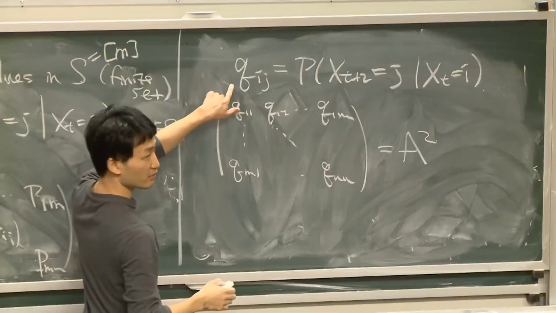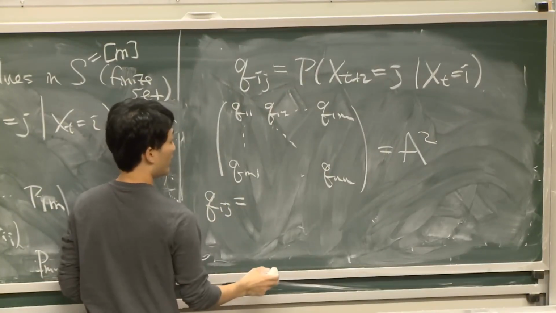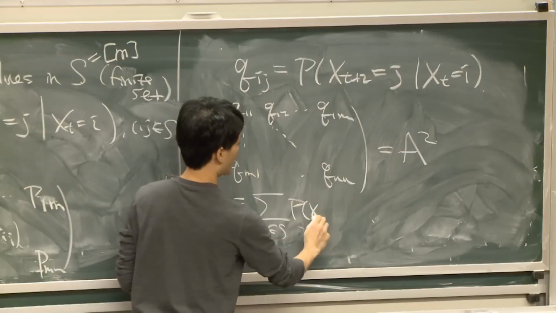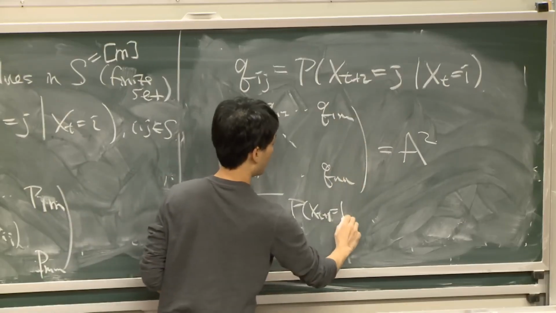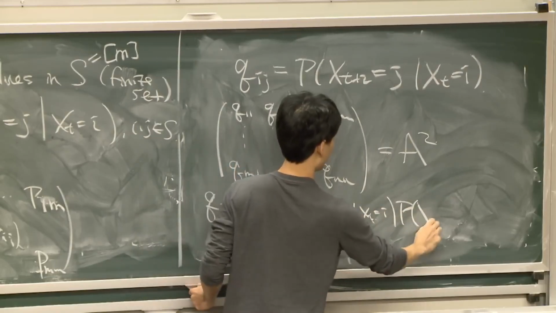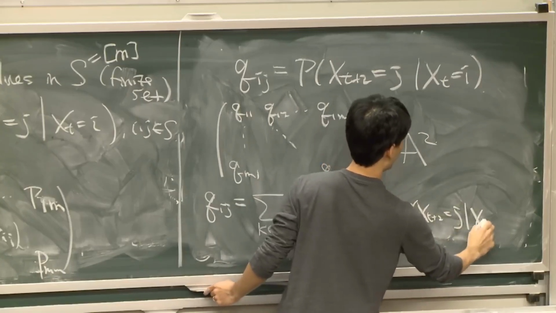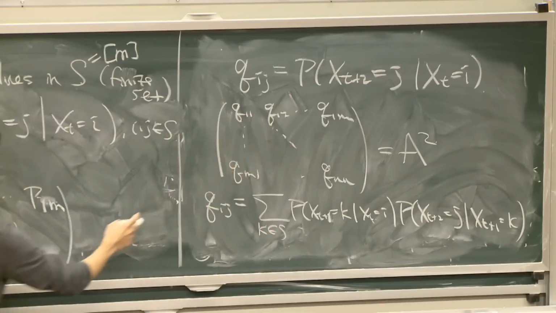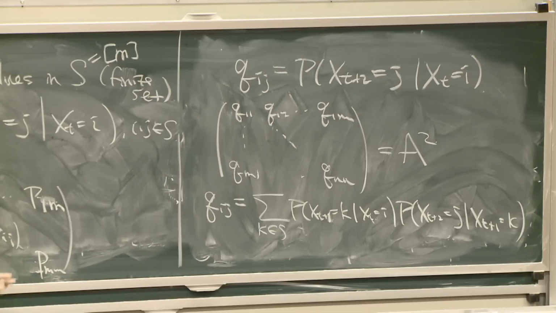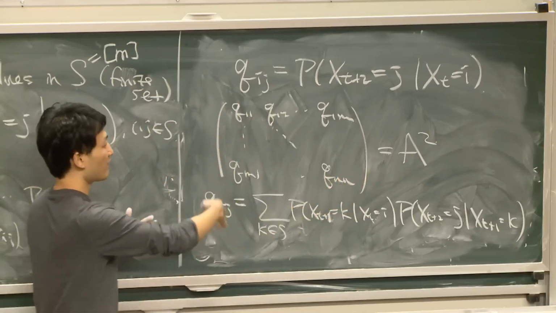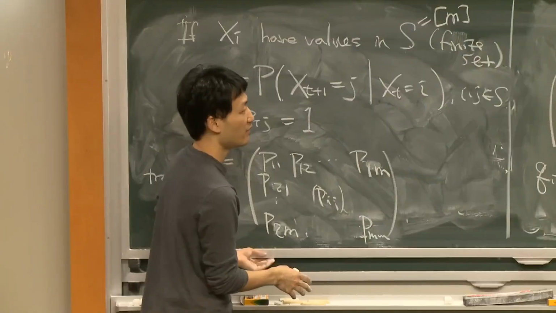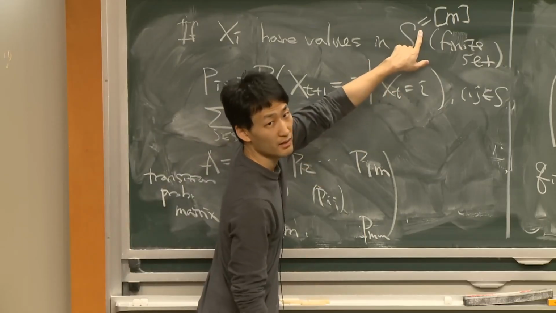Why is it? Let me write this down in a different way. Q_ij is you sum over all intermediate values k, the probability that you jump from i to k first, and then the probability that you jump from k to j. And if you look at what this means, each entry here is described by a dot product of a row and a column. And that's exactly the matrix multiplication. And if you want to look at the 3-step, 4-step, all you have to do is just multiply it again and again and again. Really, this matrix contains all the information you want if you have a Markov chain and it's finite. That's very important.